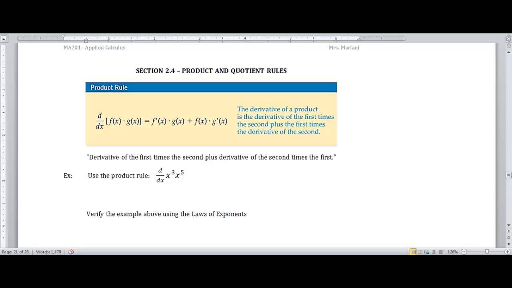Hello, let's begin section 2.4, product and quotient rules. Okay, so if you have a product, when we're multiplying two functions together, x to the third and x to the fifth, what you have to do is split them apart and look at each piece separately. So what the product rule tells you is you take the derivative of the first, that is f prime of x, times the second, plus the derivative of the second, which is g prime of x, times the first, f of x.